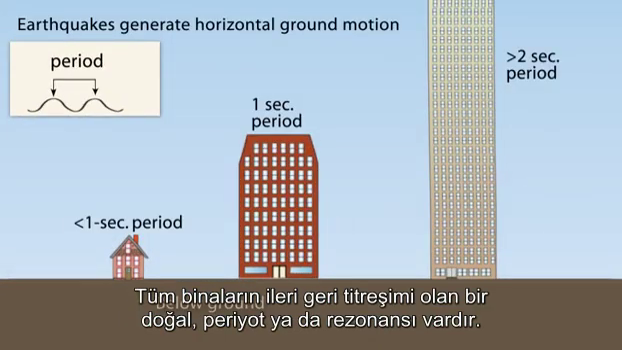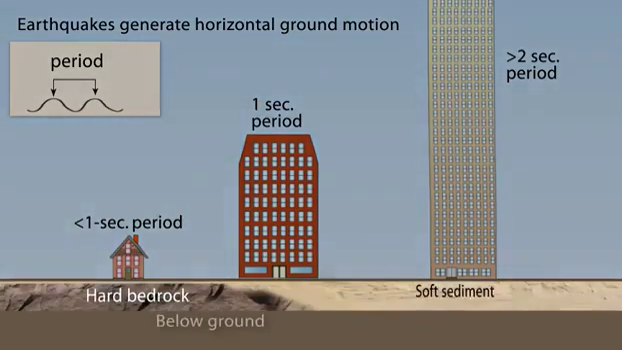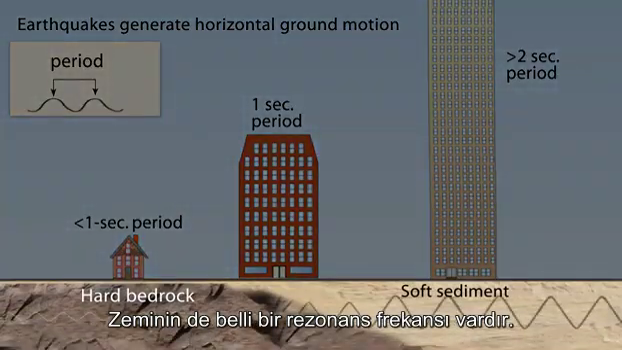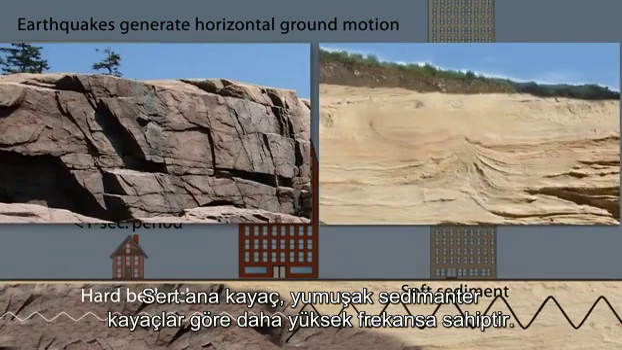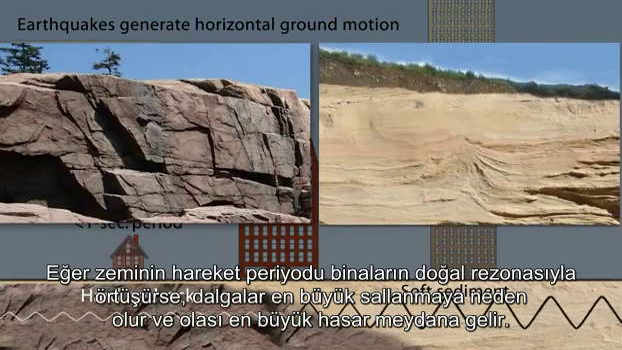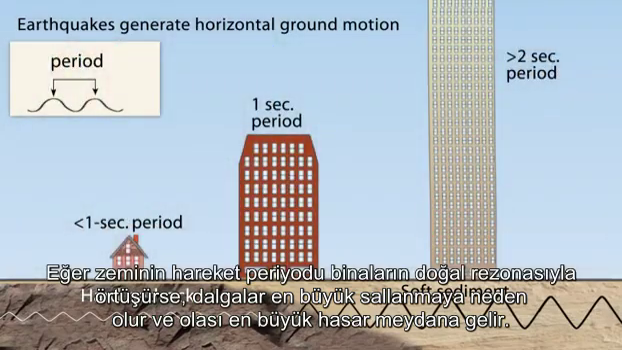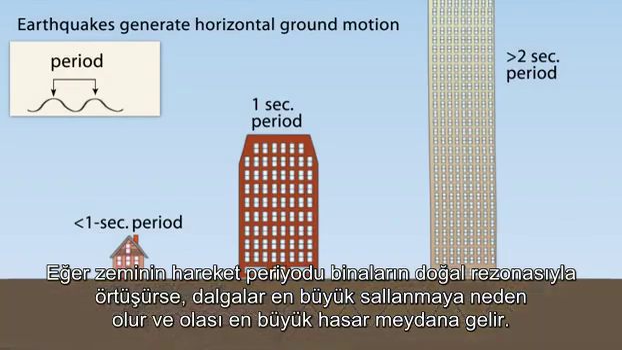Now, let's look at how buildings are affected by earthquake-induced seismic waves. All buildings have a natural period, or resonance, which is the number of seconds it takes for the building to naturally vibrate back and forth. The ground also has a specific resonant frequency. Hard bedrock has higher frequencies than softer sediments. If the period of ground motion matches the natural resonance of a building, it will undergo the largest oscillations possible and suffer the greatest damage.